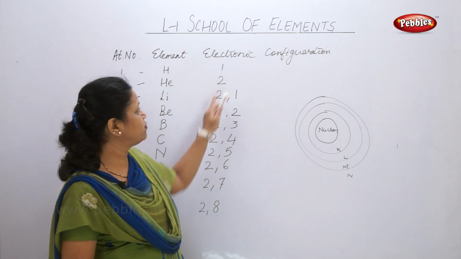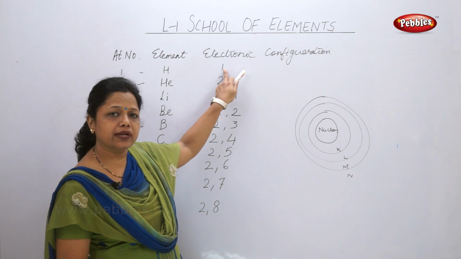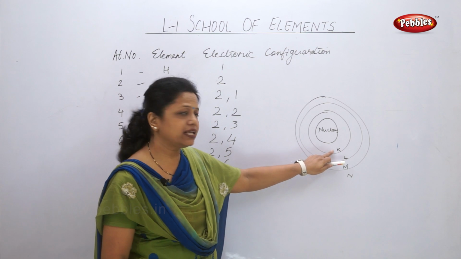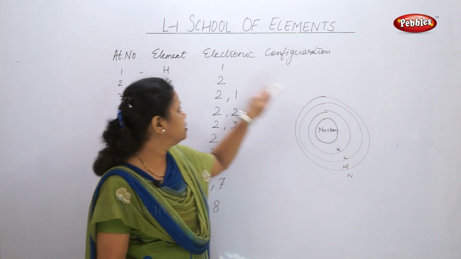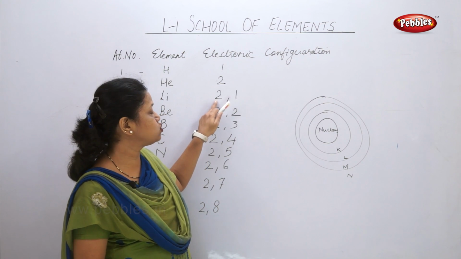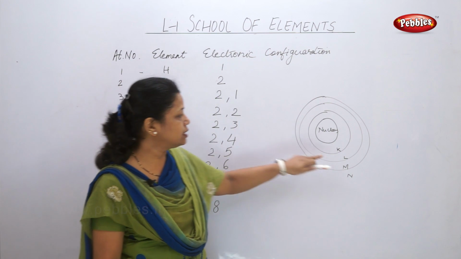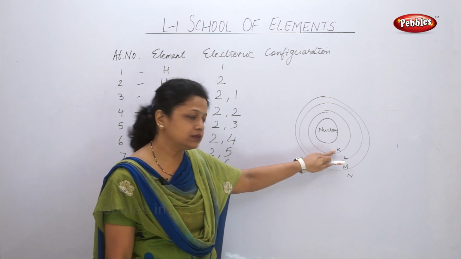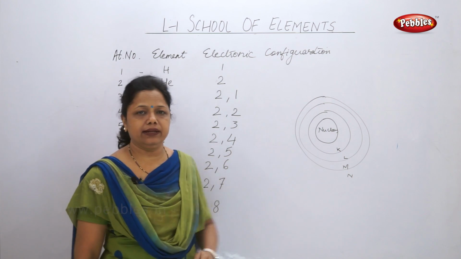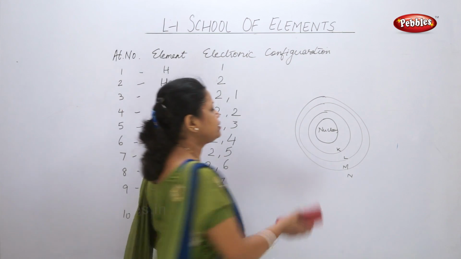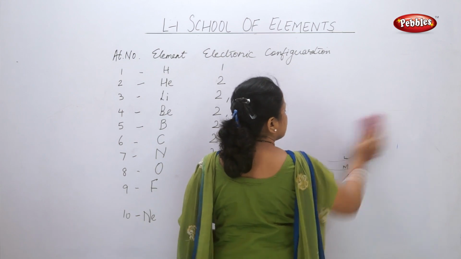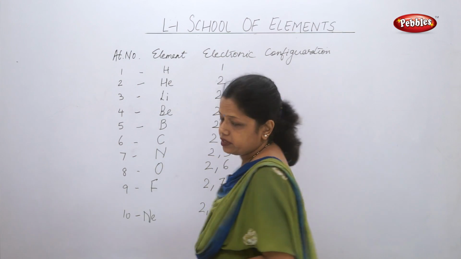So this is how, if I am saying first orbit has only 1, that means the first K shell will have only 1 electron. If I am saying first is having 2 and second is having 1, so I will say K is having 2 electrons, L is having only 1 electron. So this is the way when we divide it into shells, it is called electronic configuration.